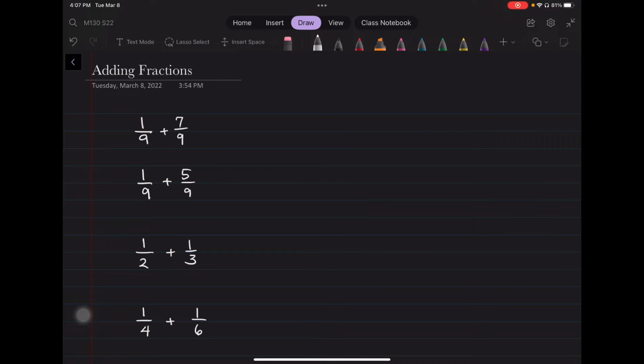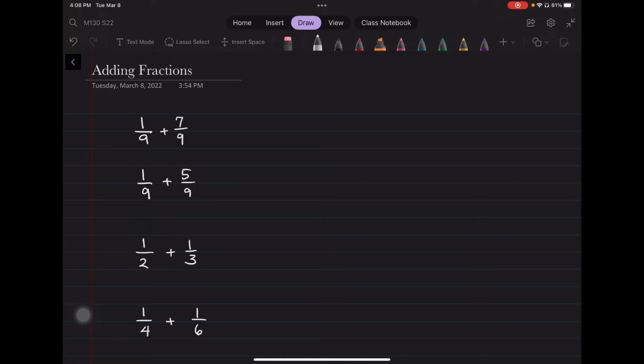Hi there. We're going to focus on adding fractions. This video is going to focus on fractions that are not mixed numbers. We will handle common denominators and uncommon denominators, or fractions that have different denominators. There will be a separate video for dealing with mixed numbers.